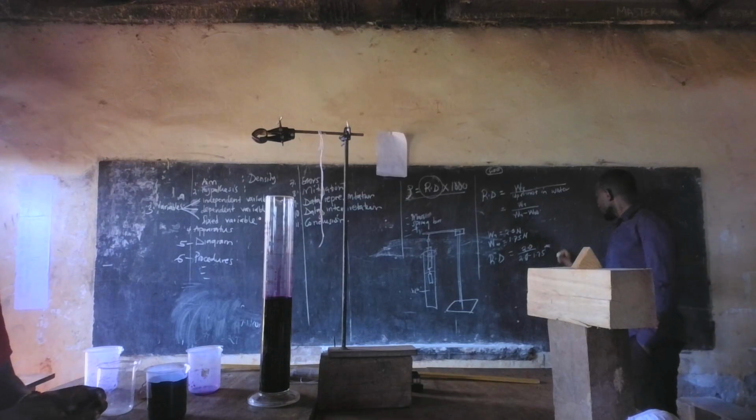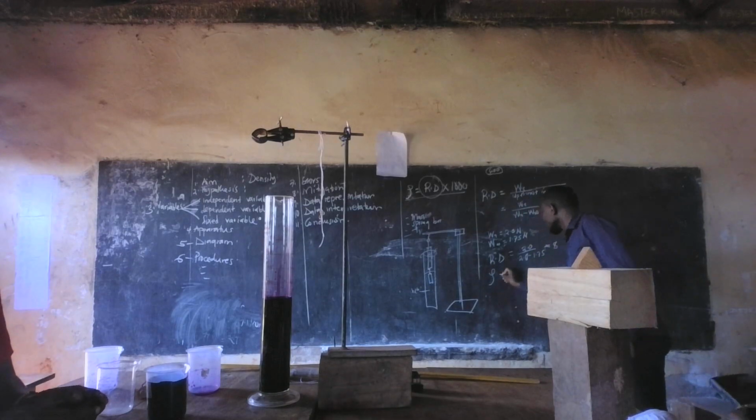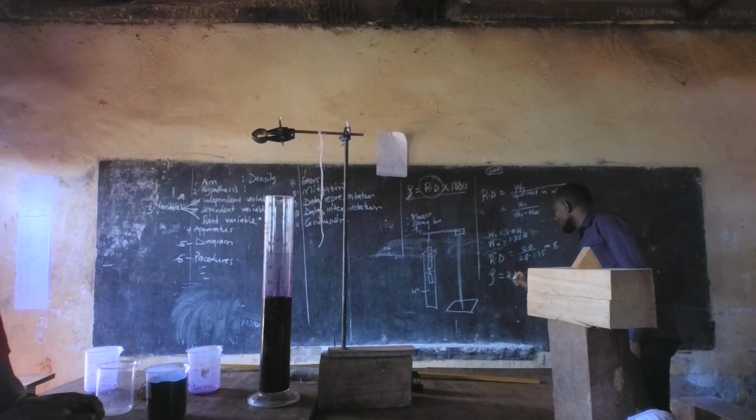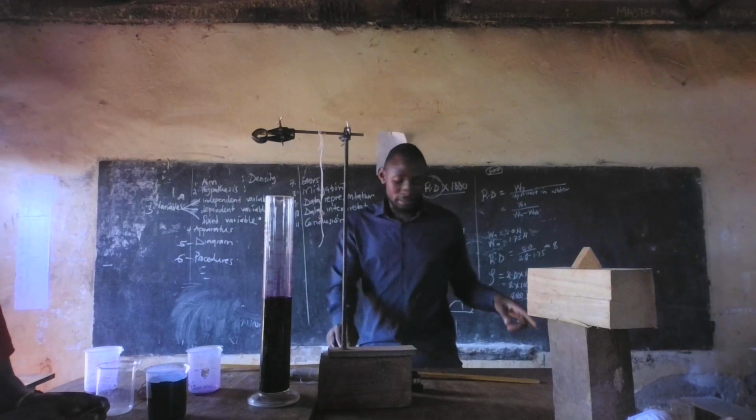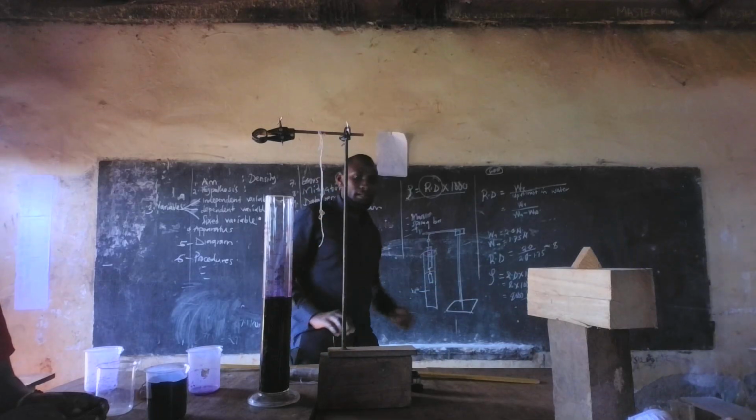You get 8. Now, it means if I want to get the density, I'll get the relative density times the density of water, which is 1,000. So 8 times 1,000, and at the end I'll get 8,000 kilograms per meter cubed. Now, can we get that same value when we use another procedure?